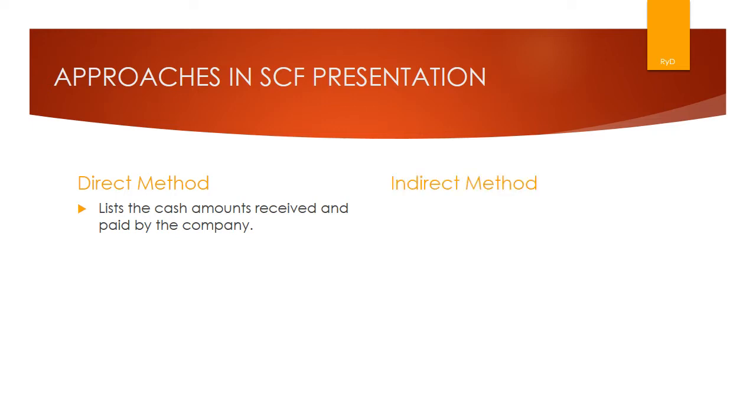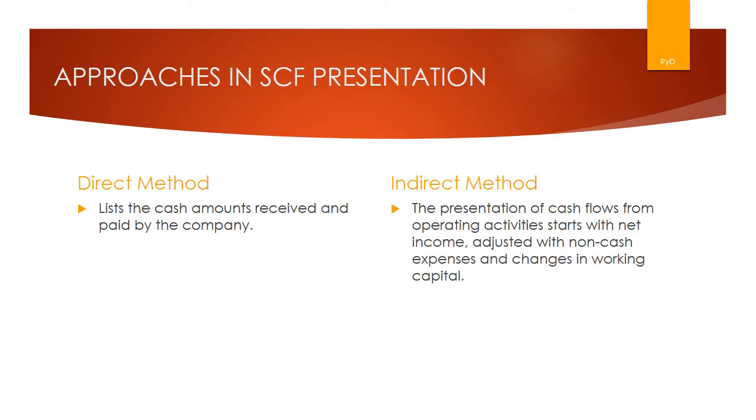And then we also have our indirect method. So here, the presentation of cash flows from operating activities starts with net income, and then it is adjusted with non-cash expenses, and then changes in the working capital. So later on, class, I will explain this to you further because the definition is hard to understand if we just read it. So later, class, you will understand it better.